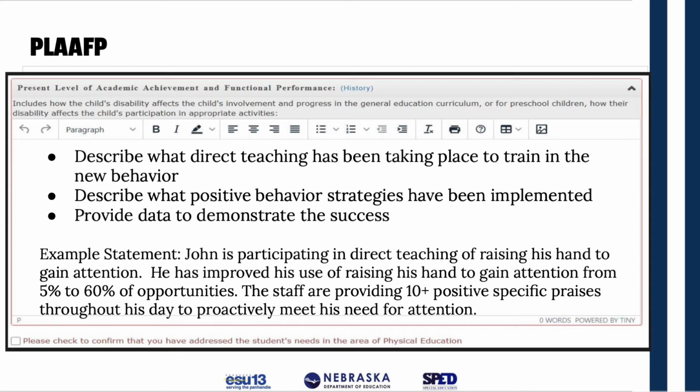What settings is he in? Is he in the resource classroom? Is he in the regular ed classroom? Does he require any prompting? Does he have visual aid available? So it can get a lot more detailed.